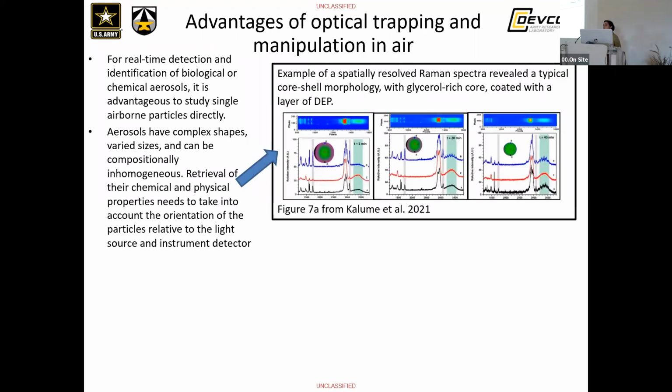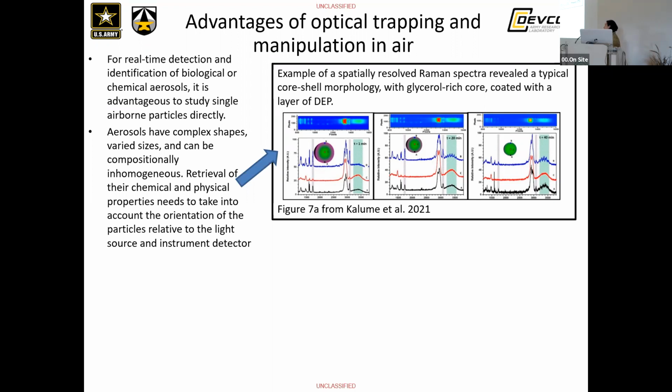Another reason why it's interesting to study single particles is that aerosols have complex shapes and sizes, and they can be heterogeneous in their chemical composition. So what's shown here is an example of a droplet that has a different composition in the core than in the shell. And this is a figure from one of my co-authors, Amable Khanneh, who recently wrote a review paper.